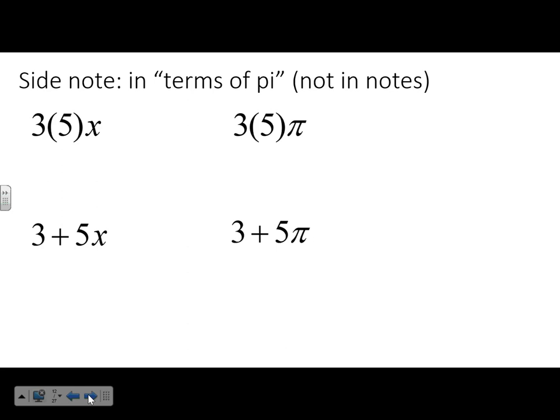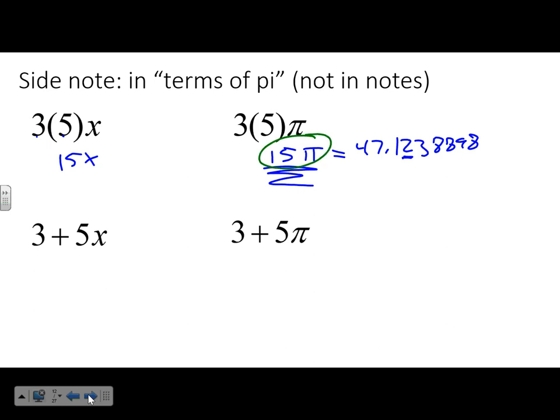So for instance, you do the same thing like we have 3 times 5 times x. We say that's 15x. Same thing, if we have 3 times 5 times pi, we're just going to call that 15 pi. That is your answer, and that's leaving it in terms of pi. Now again, if you're finding the decimal answer, you just multiply 15 times pi. So the decimal answer is 47.1238898. Round to 2 decimal places, please, if you do that. But if you leave it in terms of pi, you just have to put 15 pi.